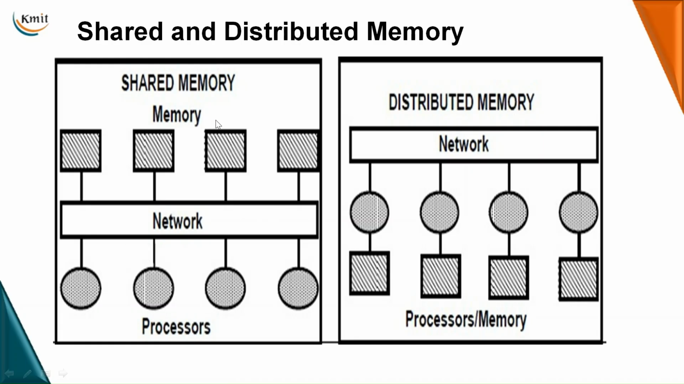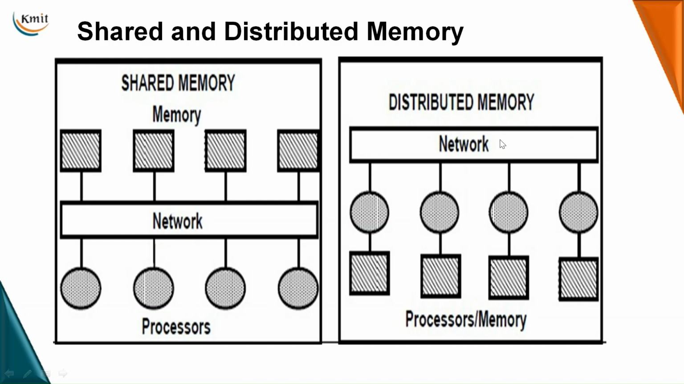This is an example of a shared memory system where memory is shared between all the processors that exist in the system. These are the processors, and this is the shared part of the memory. Each and every processor shares a part of the memory, and they are connected by means of an interconnection network. Any processor can access any part of the shared memory at any point of time. So this is called a shared memory system.